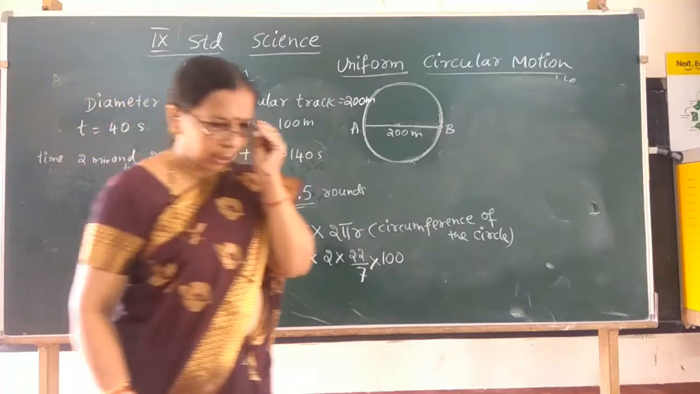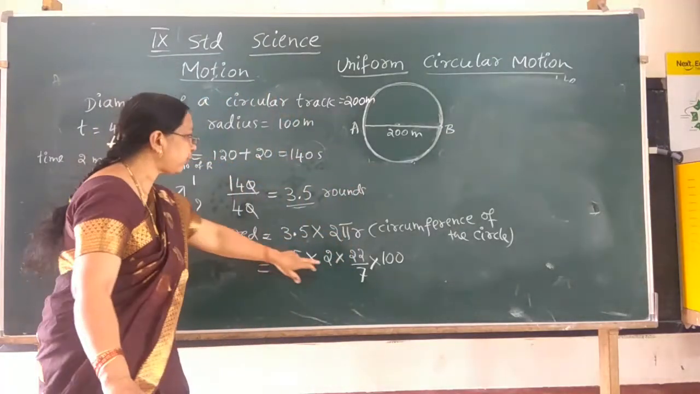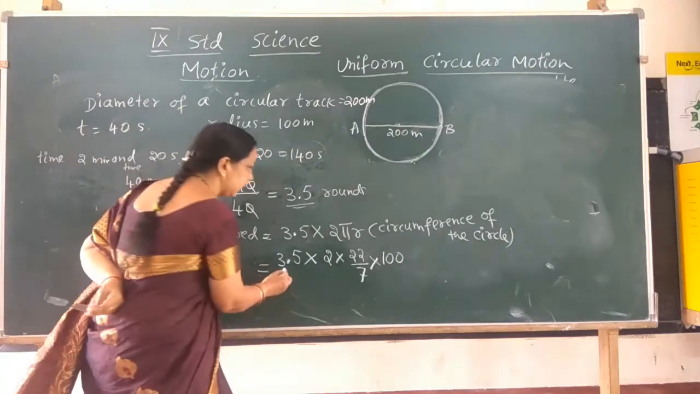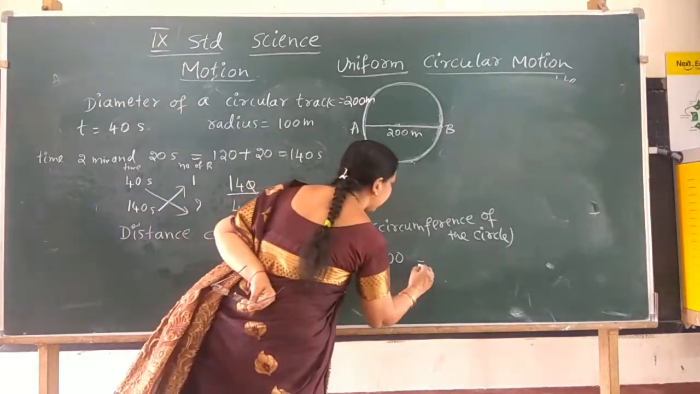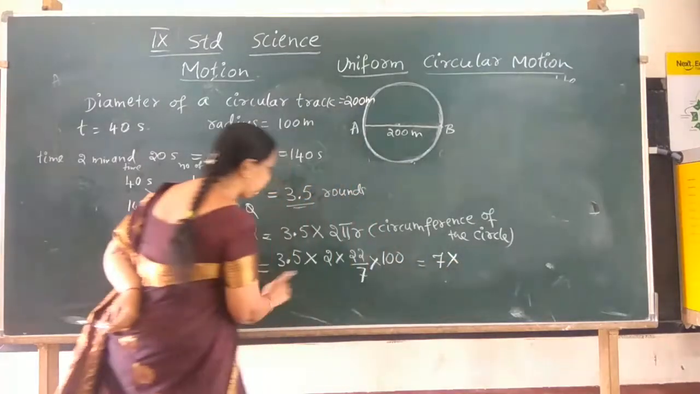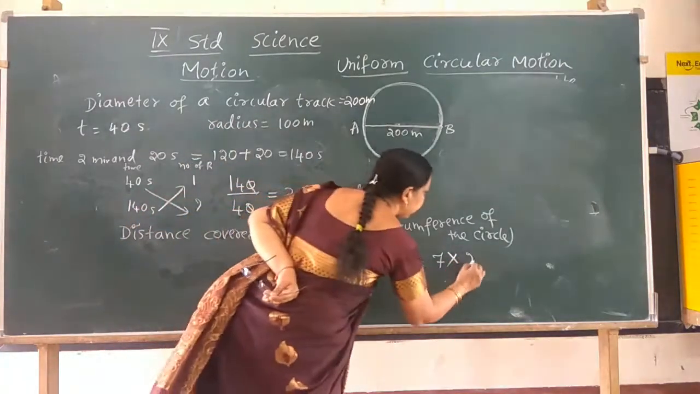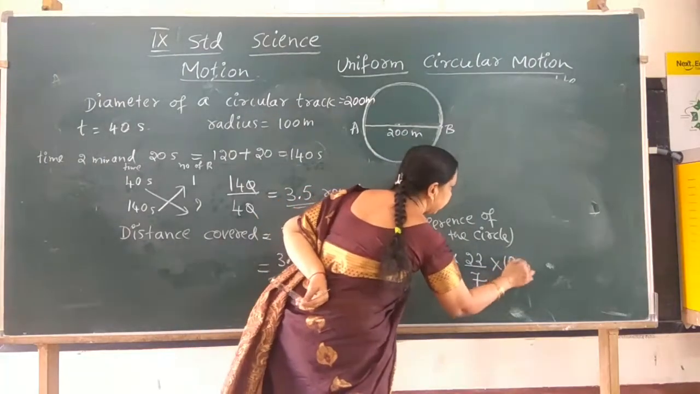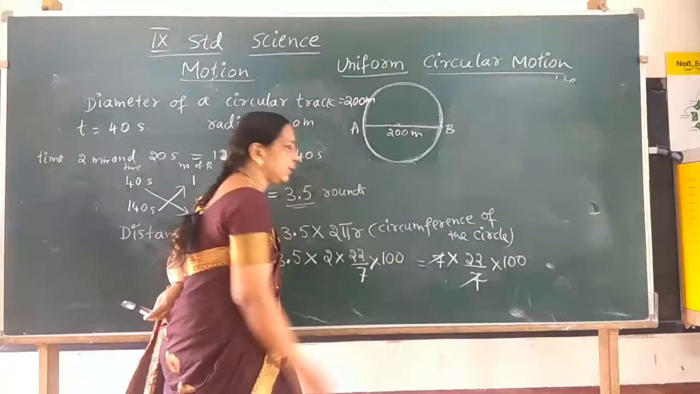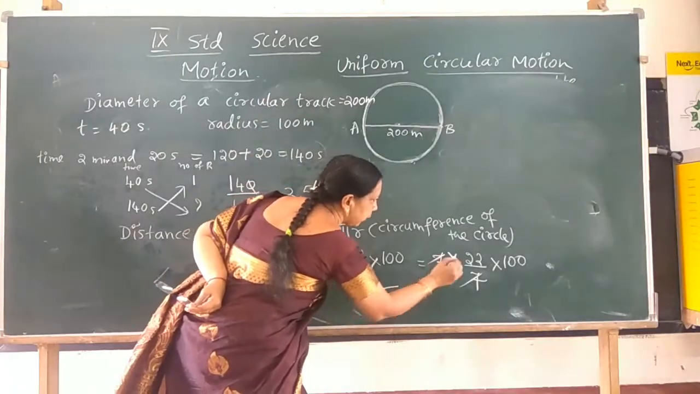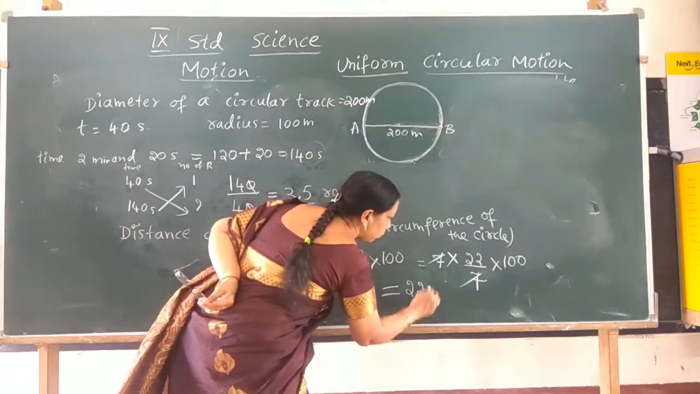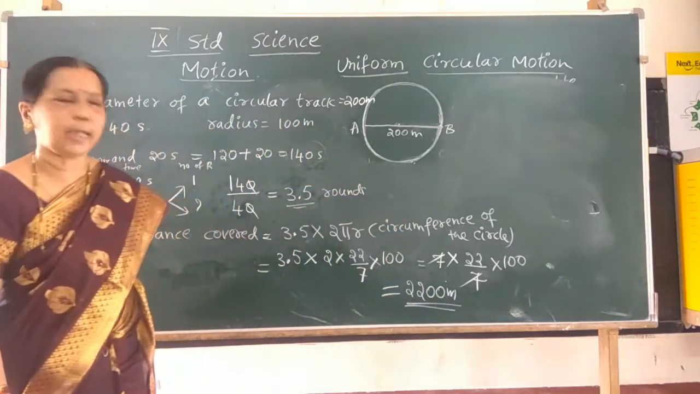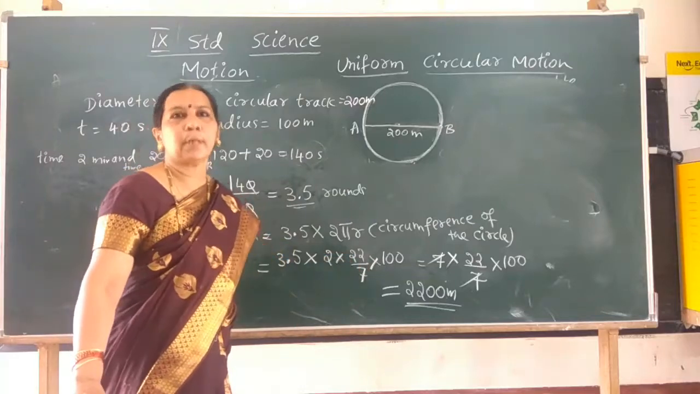So what you have to find now? 3.5 into 2 into 22 by 7 into 100. Now simplify. 3.5 into 2 is 7. Divided by 7, into 22 by 7 into 100. So 7 gets cancelled. And now what is the answer? 22 into 100, 2200 what? Meters. So the distance covered is 2200 meter.